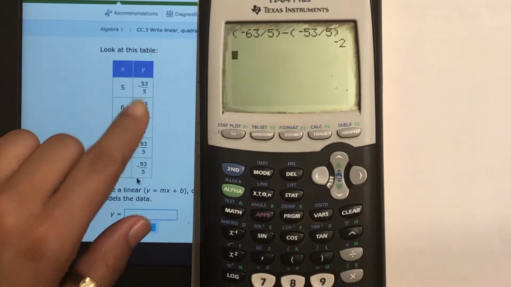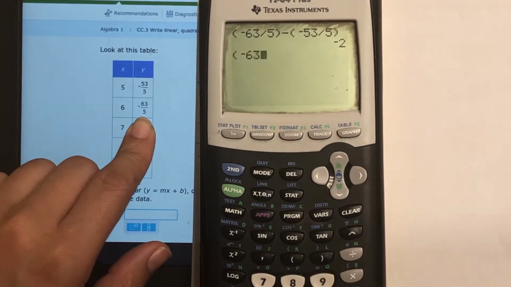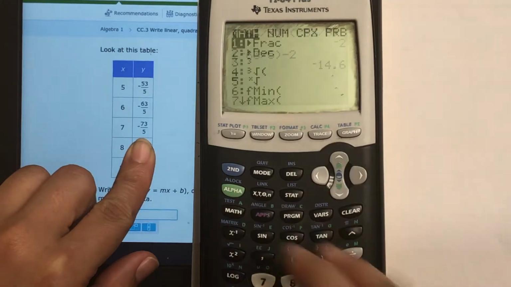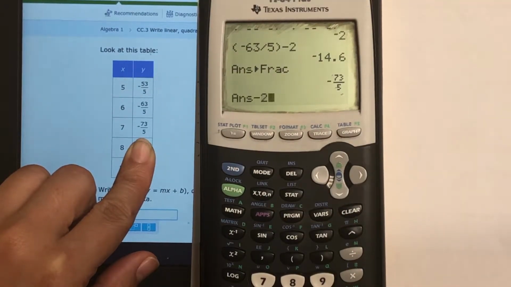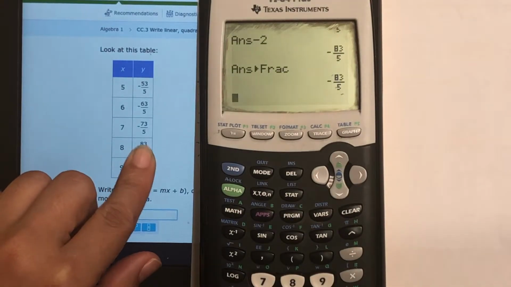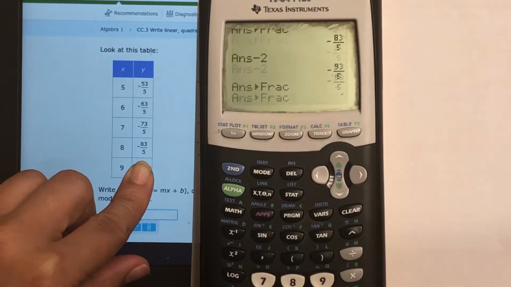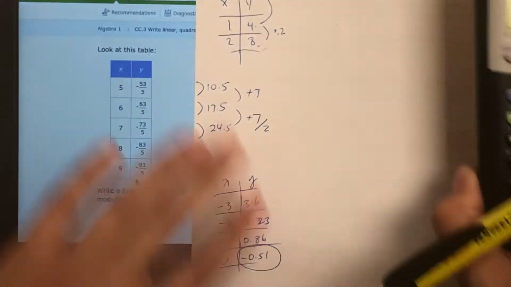So if I keep subtracting 2, do I get the next one? Let's start at this one in parentheses, minus 2. Do I get the next one? Again, to get a fraction, you're going to press math, enter, enter. Yay, I get the same one. So minus 2, math, enter, enter. Yes. Minus 2, math, enter, enter. Good, so I'm subtracting 2 every time, so it's linear, okay?